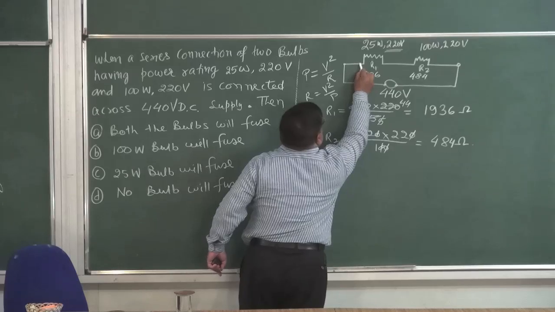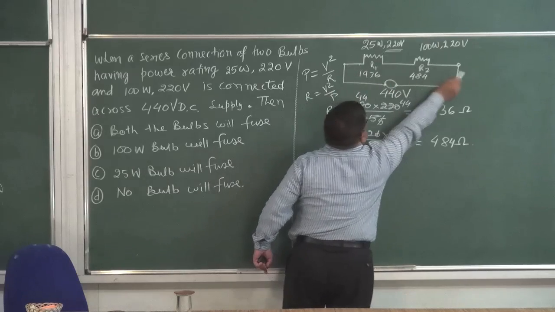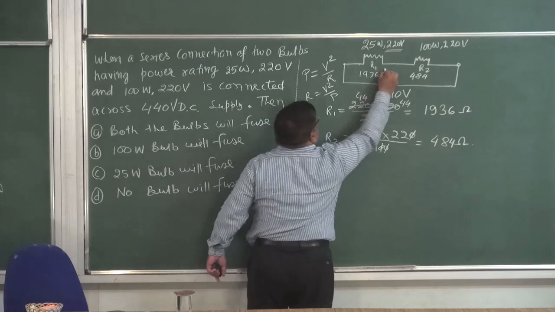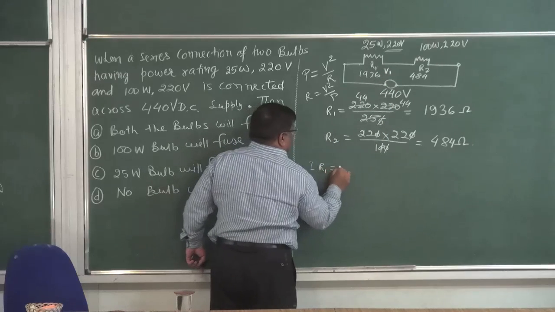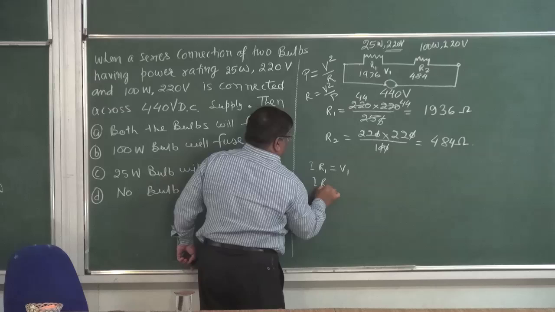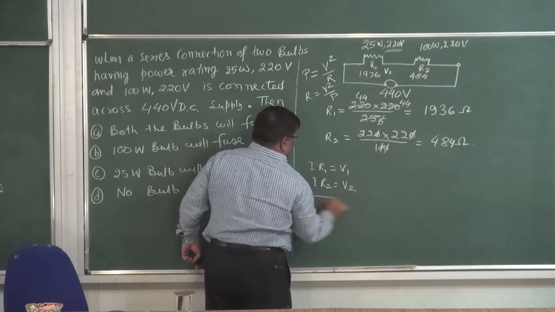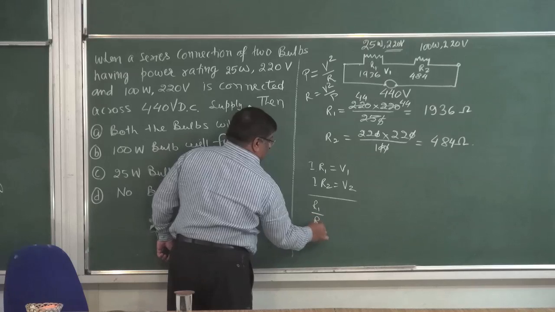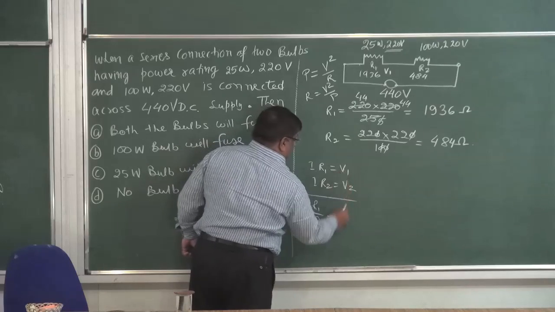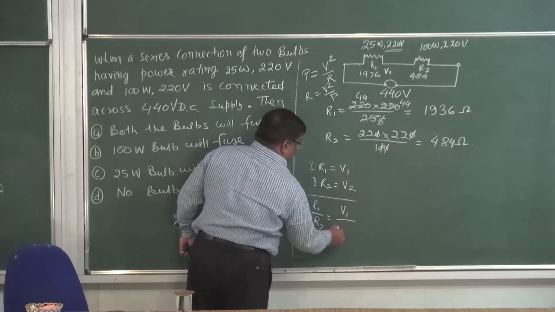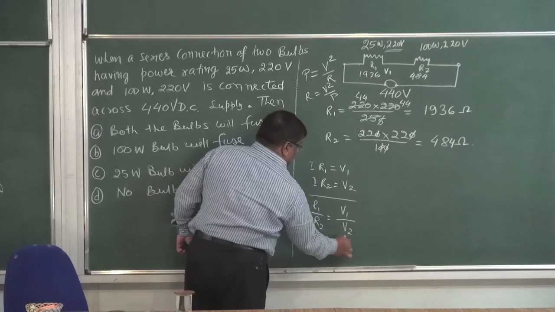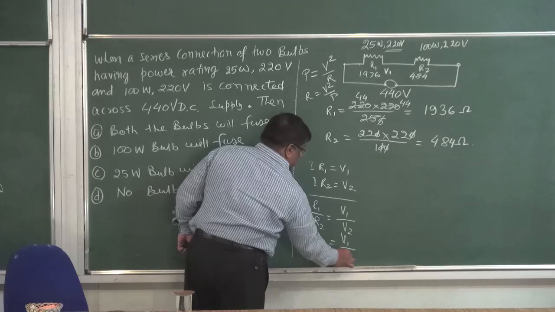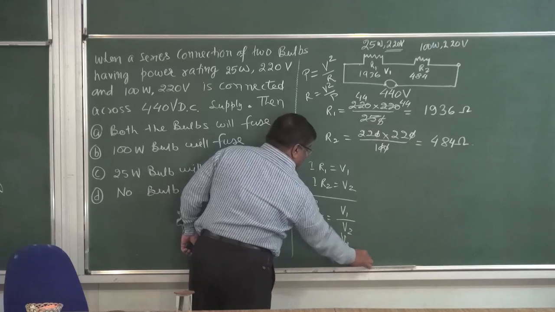The answer is voltage across. We know that current flowing is same in it. So I into R1 is V1. I into R2 is V2, divide the two. So this is R1 upon R2 is equal to V1 upon V2. This is V1 upon 440 minus V1.